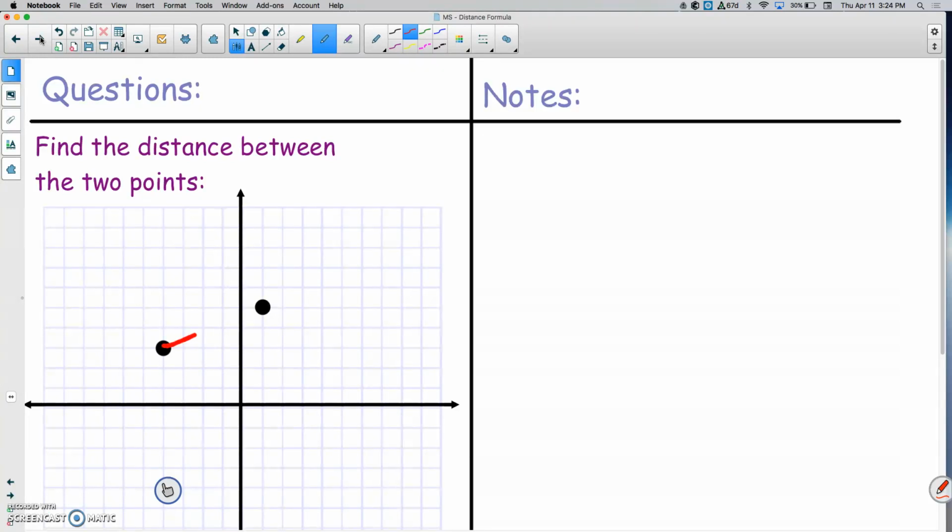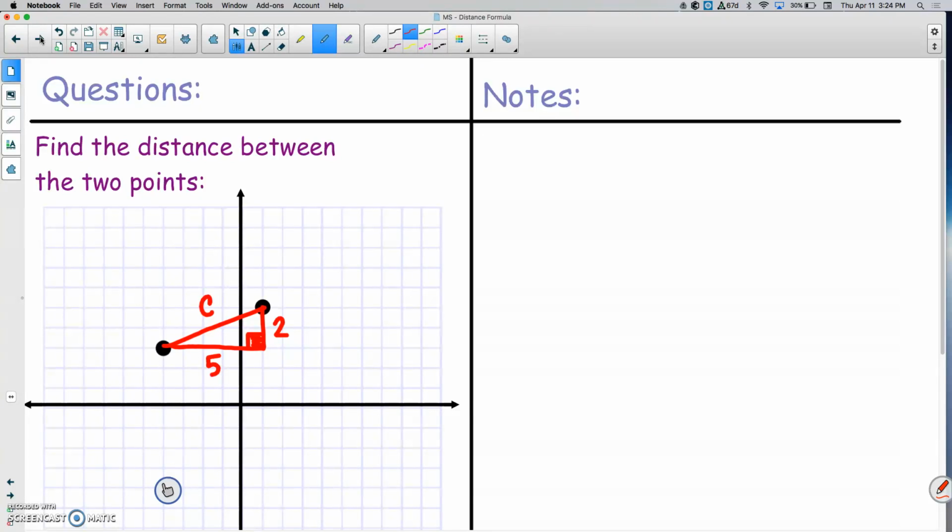Okay, now we've got a diagonal distance. When you are trying to measure a diagonal distance, you're not going to be able to count it. What you can do, though, is turn it into a right triangle. So if I go straight down and straight across, I've got a right triangle, then I can count both of the legs. So one of them has to be horizontal and the other one vertical. So this one is 2, and then the bottom one is 5.